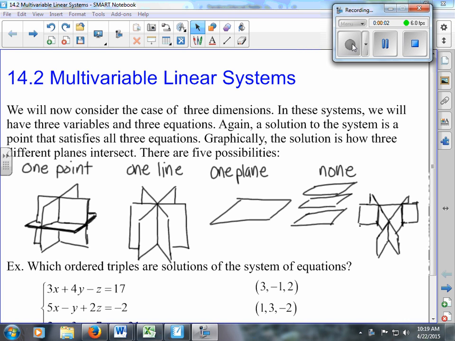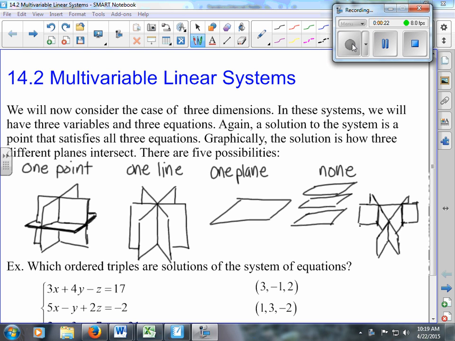Okay, this is section 14.2. We are going to still be solving systems of equations. However, we're going to do three-dimensional equations and three unknowns. So three variables, three equations. Again, a solution is a point that satisfies all three equations.